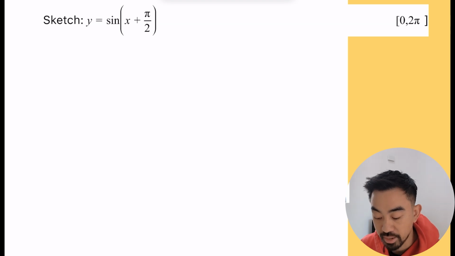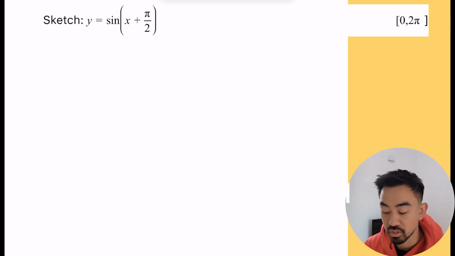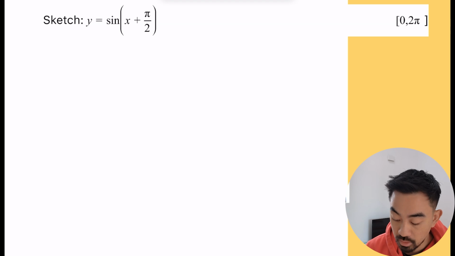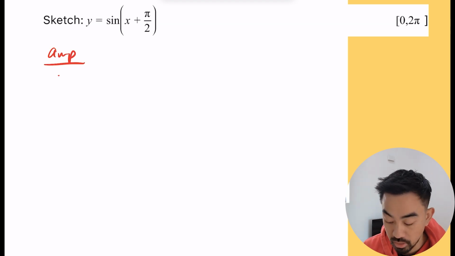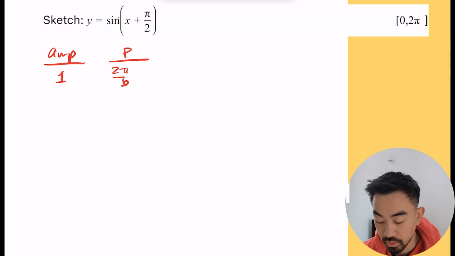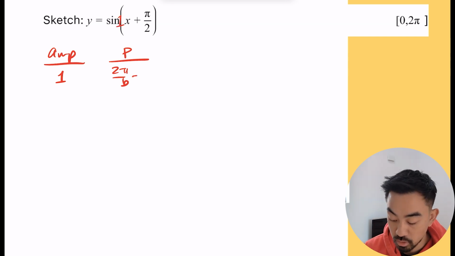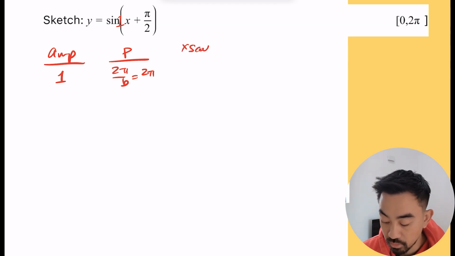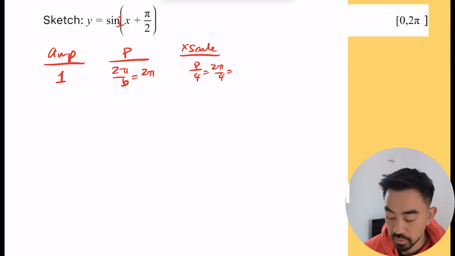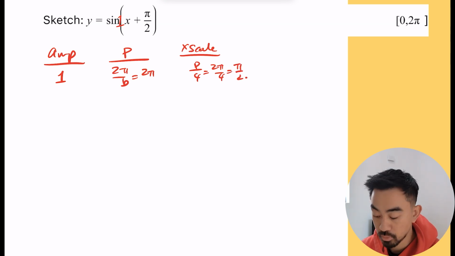All right, let's have a look at this one. y is equal to sine bracket x plus pi on 2. So now we're going to have to deal with this phase shift business. Amplitude is the number up front, so here it is 1. Our period is 2 pi over b. As you can see, the number out the front of the bracket is actually 1, so it's just going to be 2 pi over 1, which is 2 pi. Our x scale is period over 4, so 2 pi over 4. That's pi on 2, as per normal.